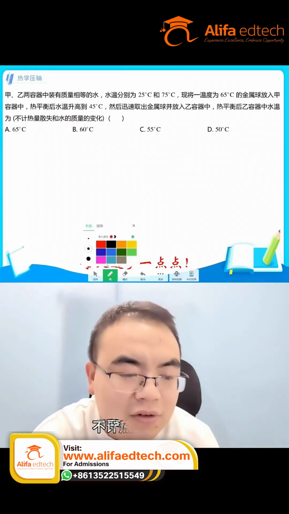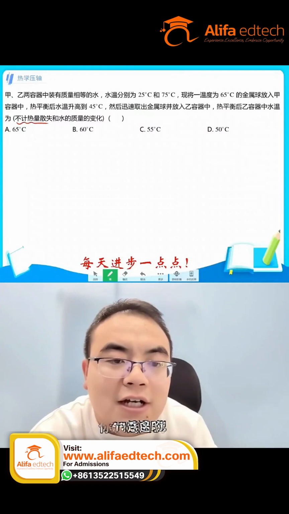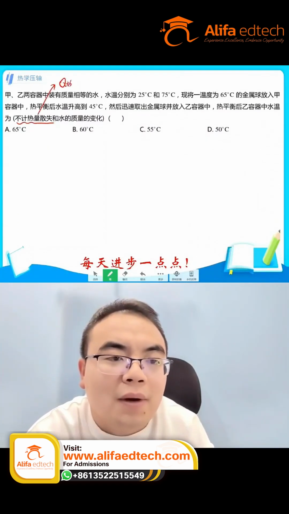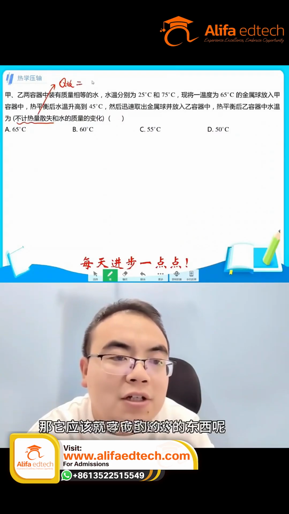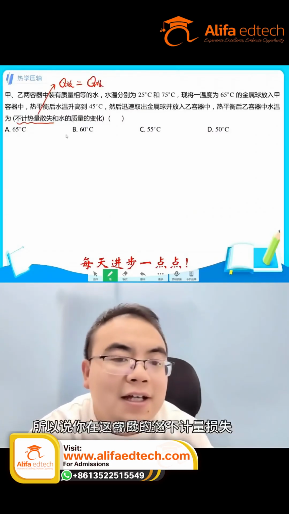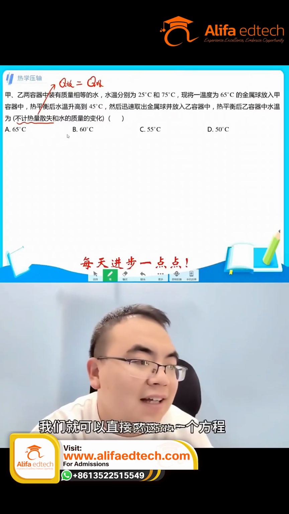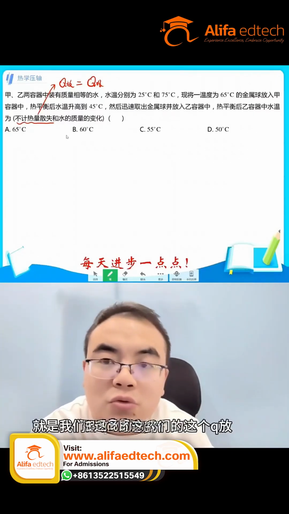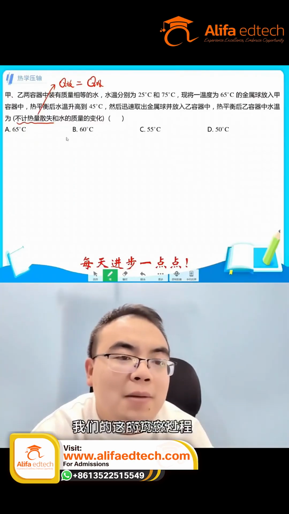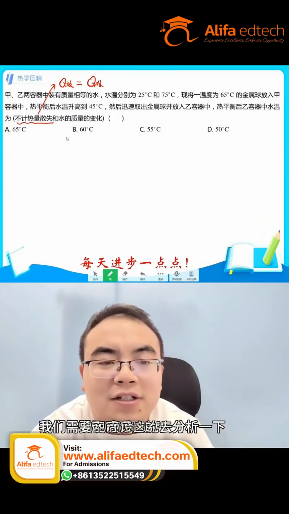In this scenario, it is stated that heat loss is neglected. When heat loss is neglected, you should note that the amount of heat released by the hot object is equal to the amount of heat absorbed by the cold object. Therefore, based on the fact that heat loss is neglected, we can directly set up an equation. Q_C equals Q released. Next, for the detailed breakdown process, we need to analyze it ourselves.